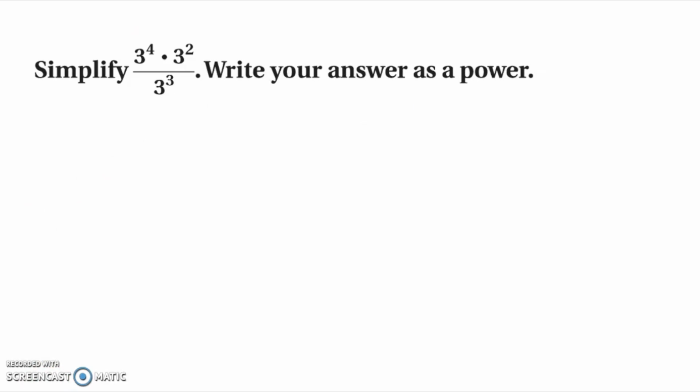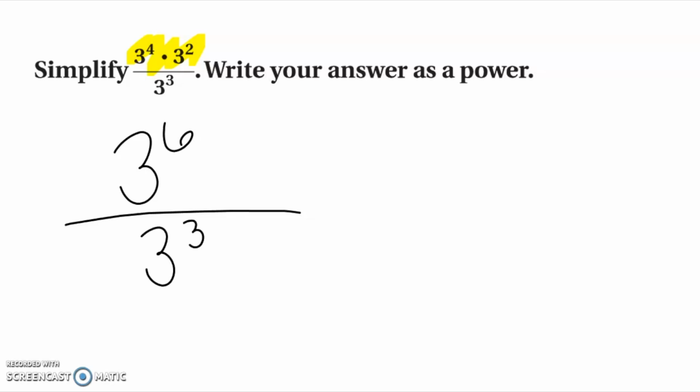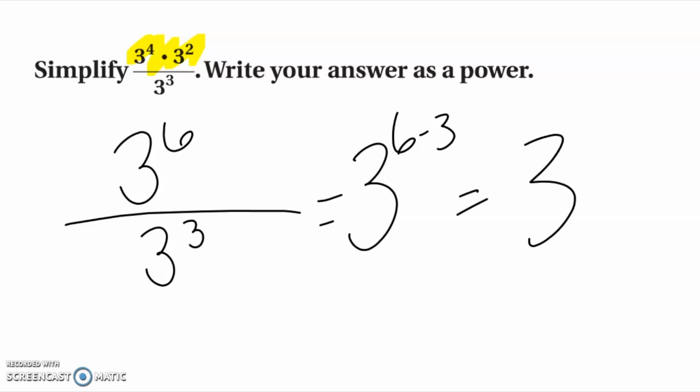Now we've got multiplication and division in the same problem. So we would want to go ahead and simplify our numerator first. So we have 3 to the 4th times 3 to the 2nd, which would be 3 to the 6th, divided by 3 to the 3rd. Then we would use that subtraction rule. They have the same base, so we subtract 6 minus 3, gives us 3 to the 3rd power. Since that's a positive 3, that just means 3 times 3 times 3.